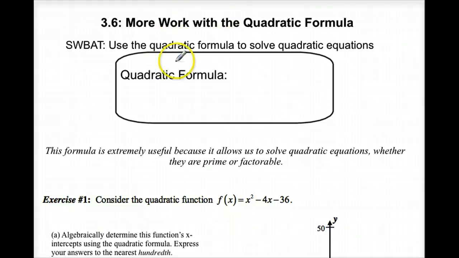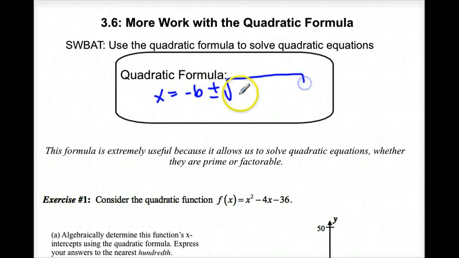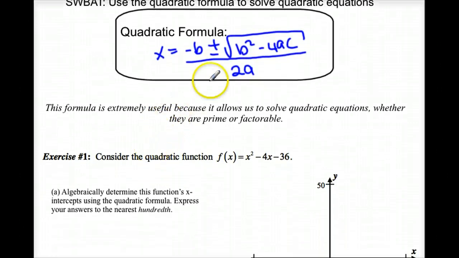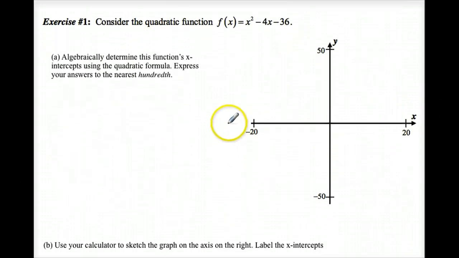So our quadratic formula is x is equal to minus b plus or minus the square root of b squared minus 4ac, all over 2a. And remember, this is given on the Regents. So this formula is extremely useful because it allows us to solve quadratic equations whether they're prime or factorable.